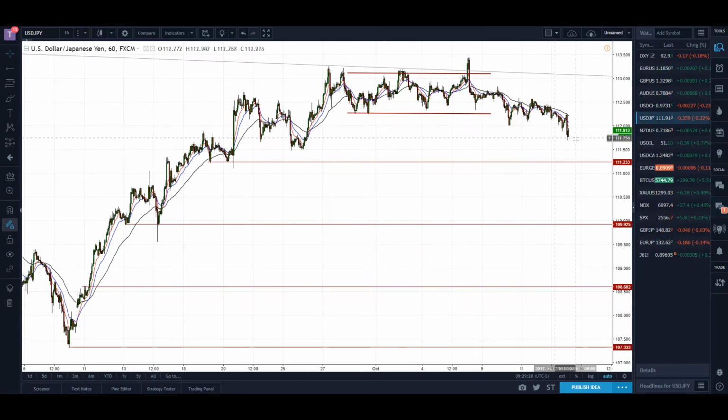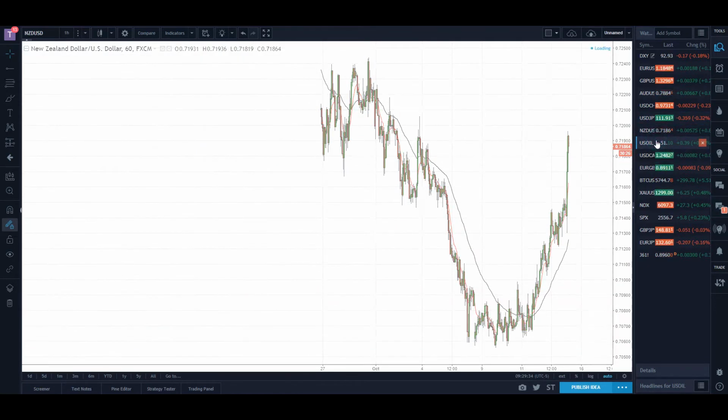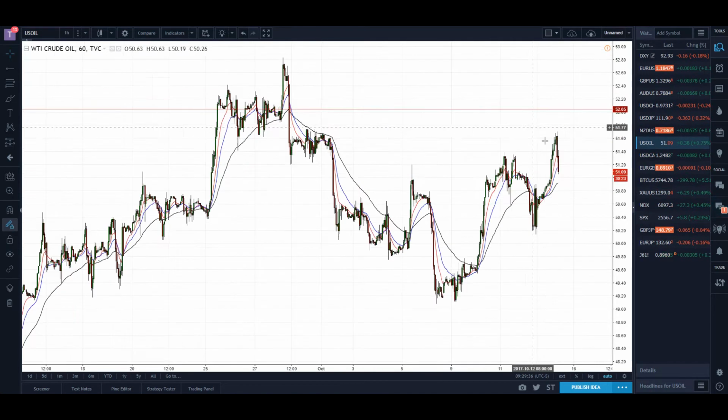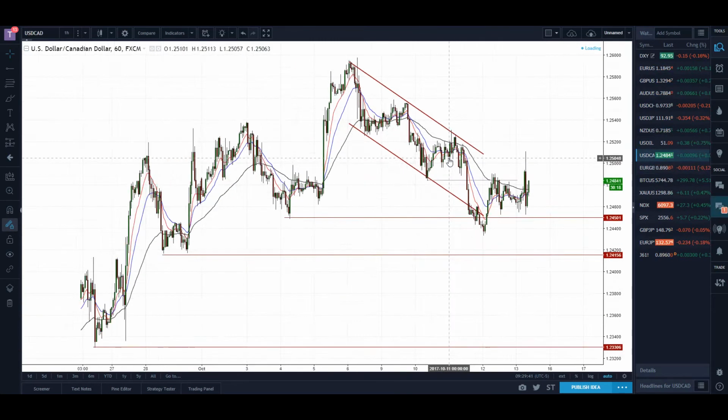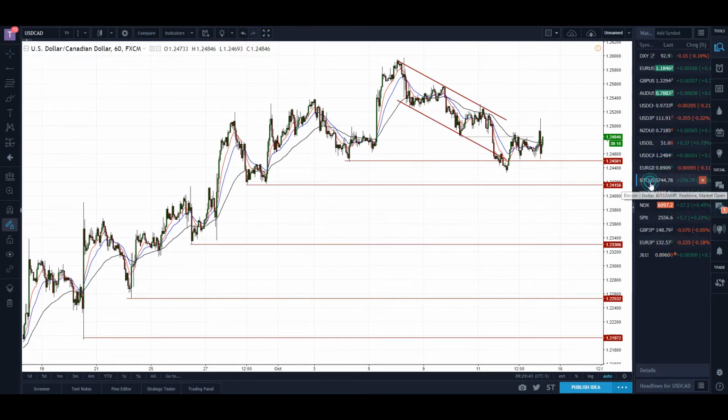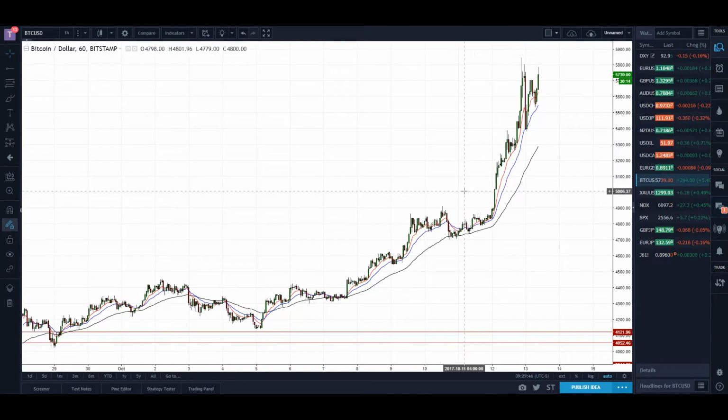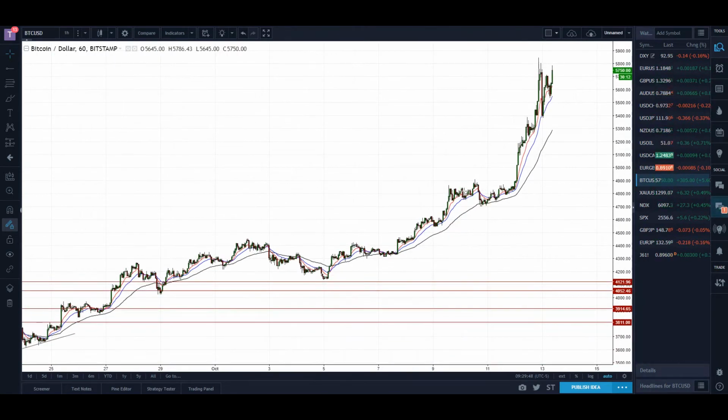USD/JPY is slowly but surely making lower lows and getting to the 111.20. But I don't want to talk about that right now. Oil, not much to talk about there either, just a nice decline in price. So that's going to pretty much sum up what I'm looking at, guys. And obviously Bitcoin, with a very, very impressive rally.